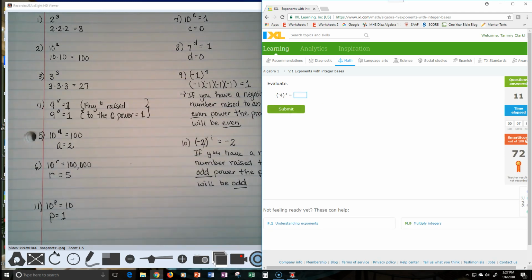And let's go ahead and evaluate number 12. We've got negative 4 raised to the third power. So we have a negative, and it's raised to an odd power, so that means that our answer has to be odd. So we've got negative 4 multiplied by negative 4 multiplied by negative 4. So 4 times 4 is 16, times another 4 is 64, and it is odd.